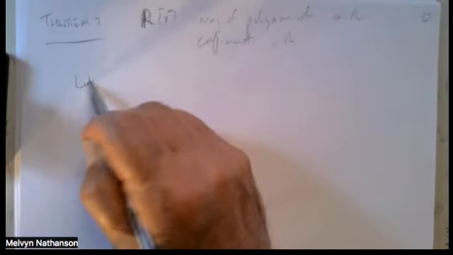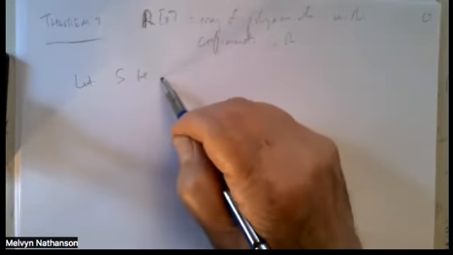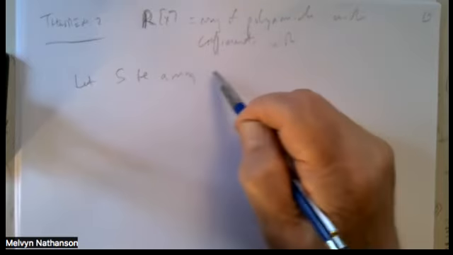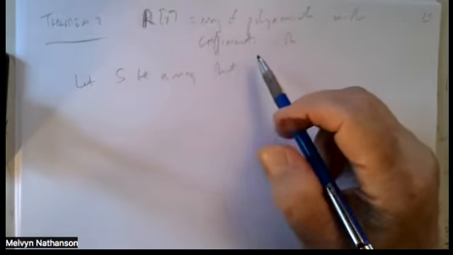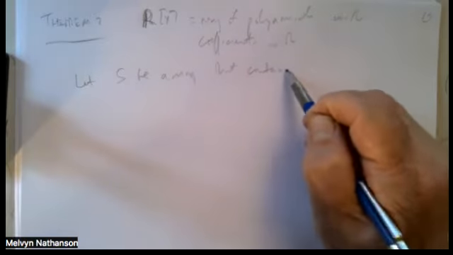So let S be a ring that could be equal to R or bigger. So S is a ring that contains R. So you have S, and R is contained in S.